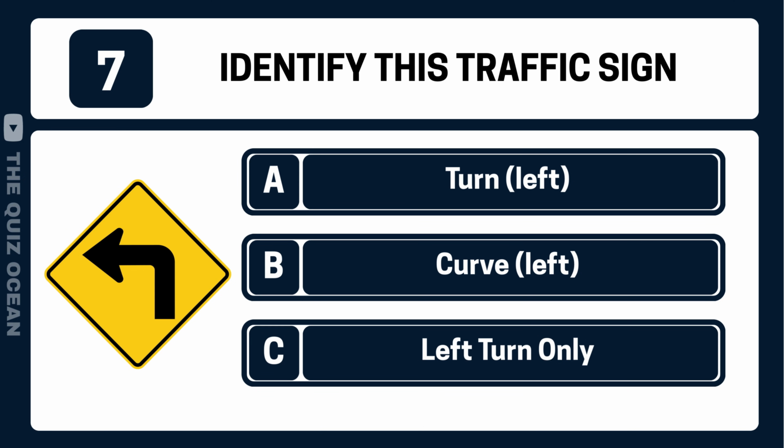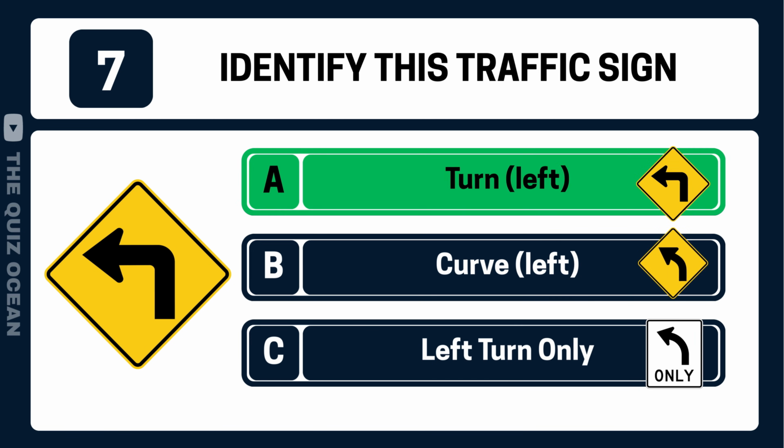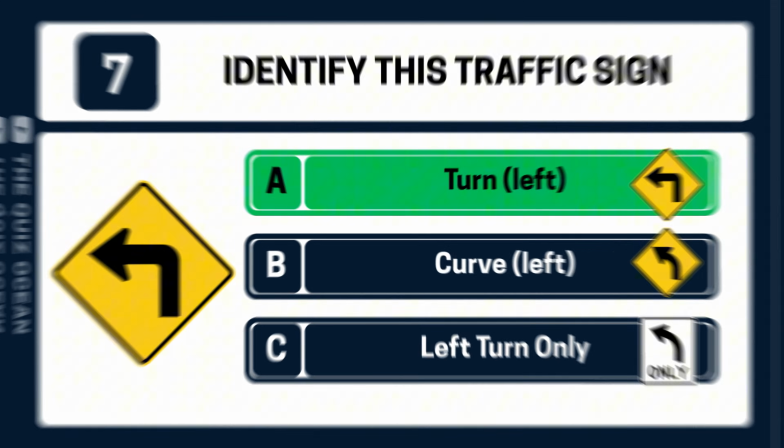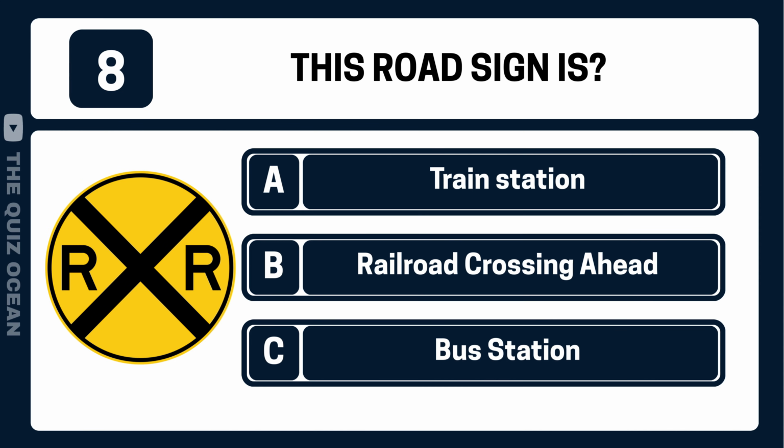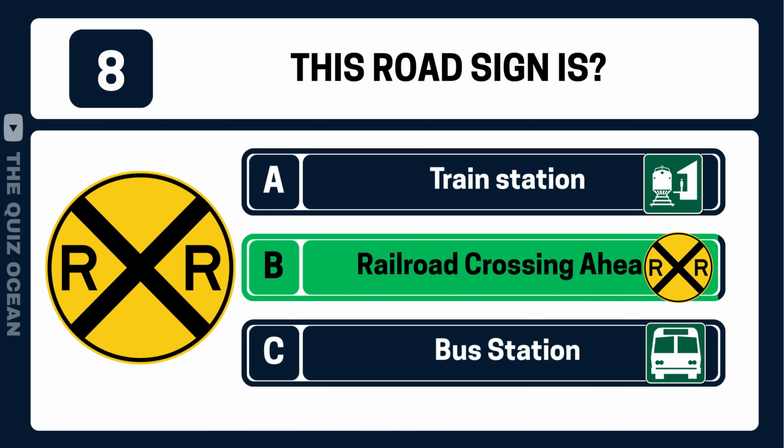Identify this traffic sign. Great! This is the turn left sign. This road sign is well spotted. This sign alerts drivers of an upcoming railroad crossing.